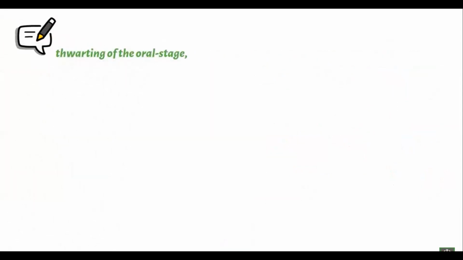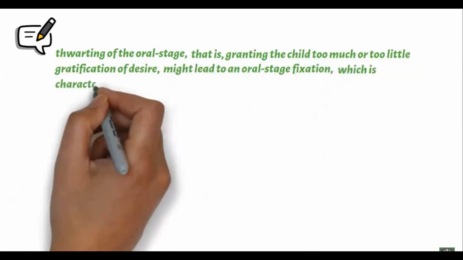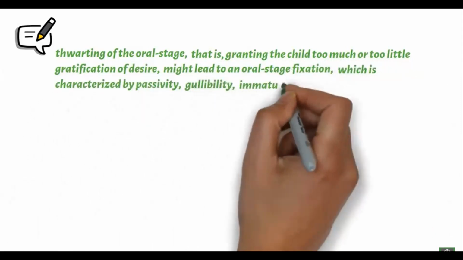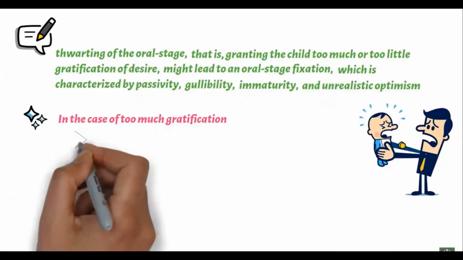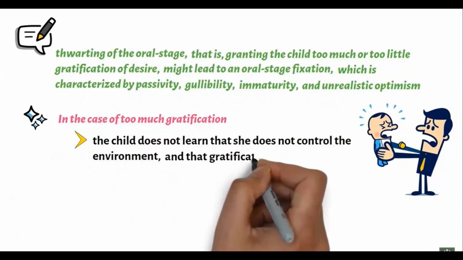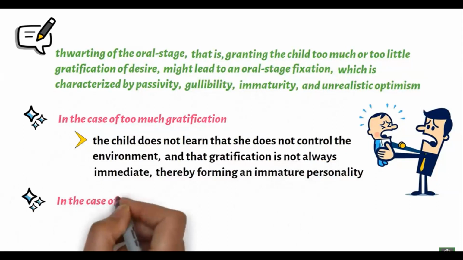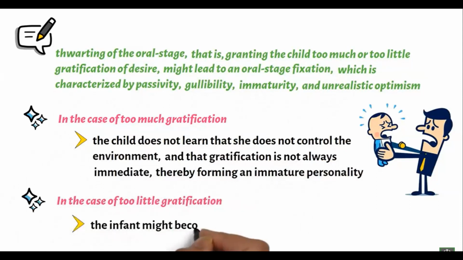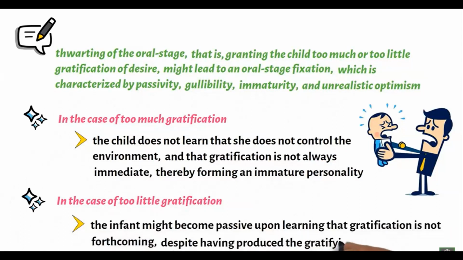It is important to note that for Freud, thwarting of the oral stage, that is, granting the child too much or too little gratification of desire, might lead to an oral stage fixation, which is characterized by passivity, gullibility, immaturity, and unrealistic optimism. In the case of too much gratification, Freud says the child does not learn that she does not control the environment, and that gratification is not always immediate, thereby forming an immature personality. In the case of too little gratification, the infant might become passive upon learning that gratification is not forthcoming, despite having produced the gratifying behavior.